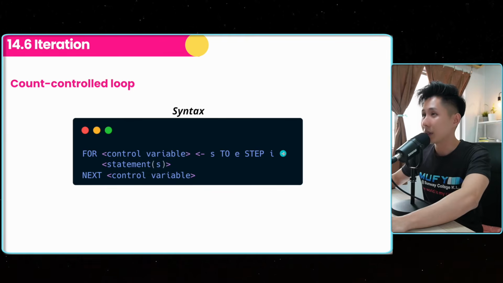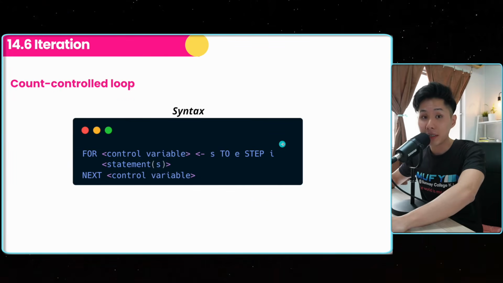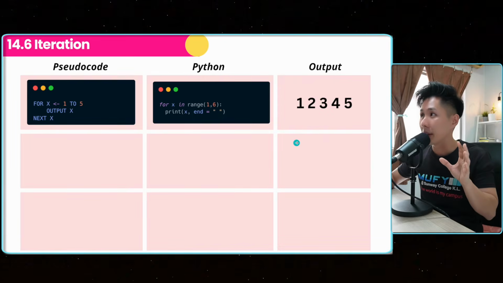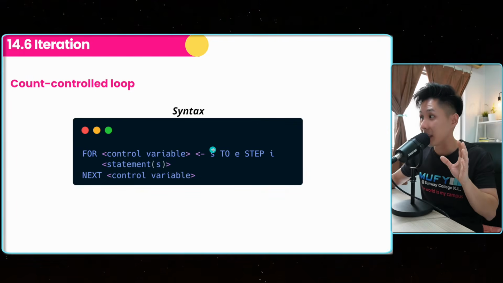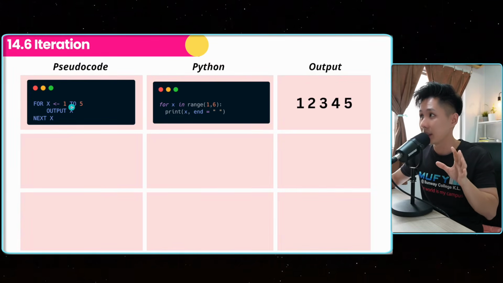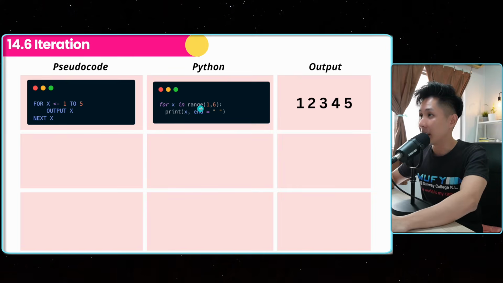Now let's move on to iteration, count-controlled loop. We have three different types of loop. The first one that we will explore is the fixed control loop, meaning we fix the number of iterations using a for loop. This is how we do a for loop in pseudocode. In Python, it looks similar, it's just that there are some syntactical differences. So I will explain what this means here.